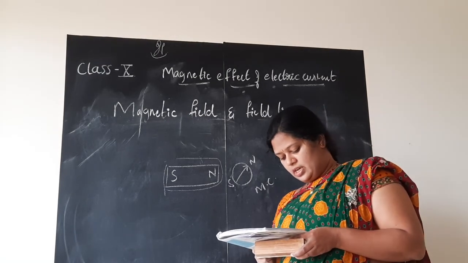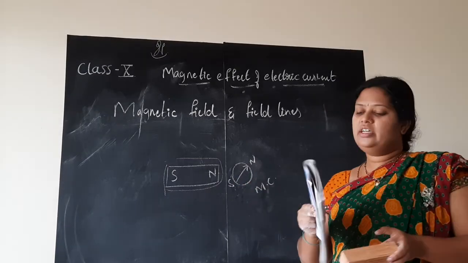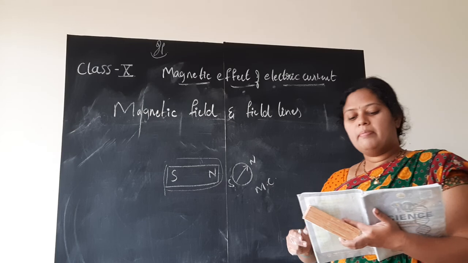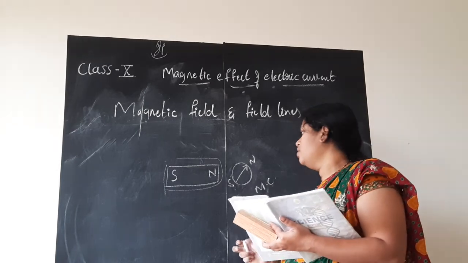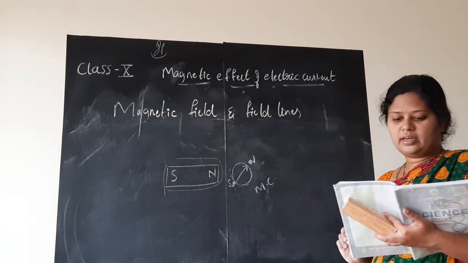Next, what they are doing? The north pole of the compass is directed away from the north pole of the magnet. Yes, true. Next, mark the position of the two ends of the needle. So I have marked one point here.